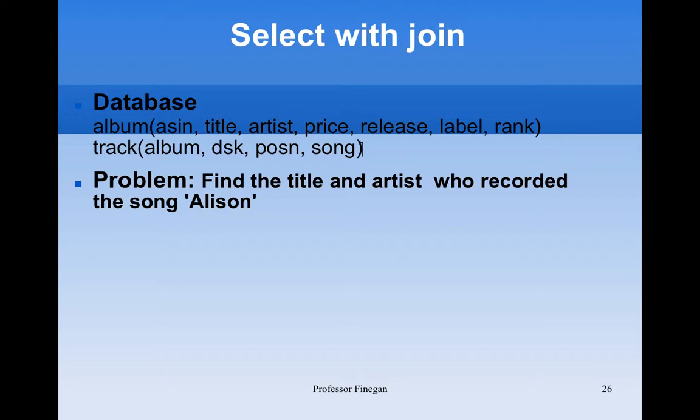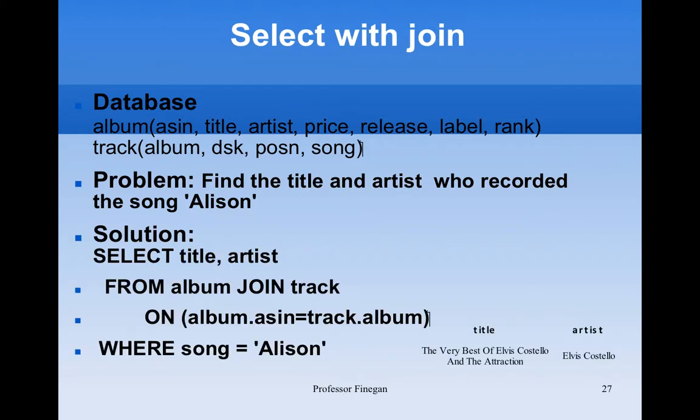Similar example, if I'm using the database for albums and tracks, with album's ID, title, artist, price, etc. If I want to find the title and artist who recorded the song Allison, I need to do a join and an on. So I'll be doing a select title and artist from the album and joining the track where the album ID and the track ID where the song equals Allison.